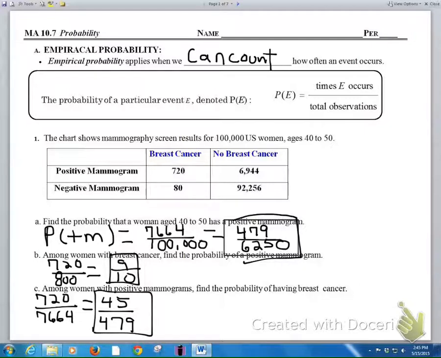Now, I know you've done probabilities before, so this is going to seem pretty basic. Okay? It's just using a chart to help you with the probability.